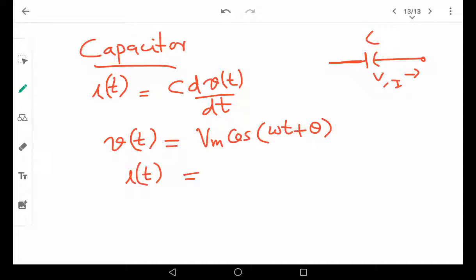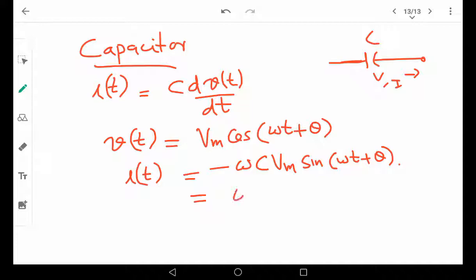When you differentiate cos, you will get minus sin. Similarly, you will have it as minus omega C times Vm sin omega t plus theta, right? That is how you will get it.